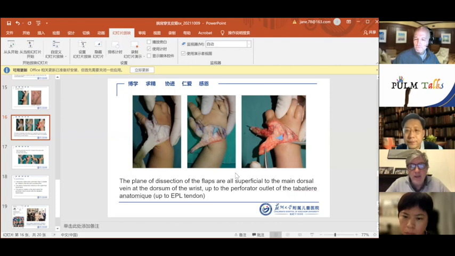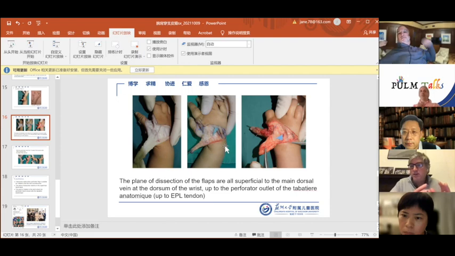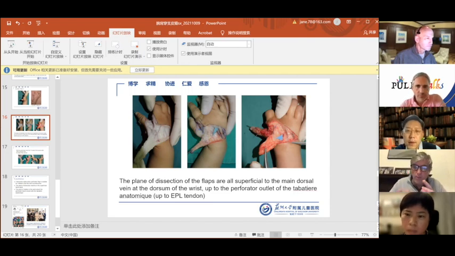Okay, and what indication is there for this flap rather than a four-flap Z-plasty or a transposition flap, a simpler option? Where is the indication for this more extensive flap?